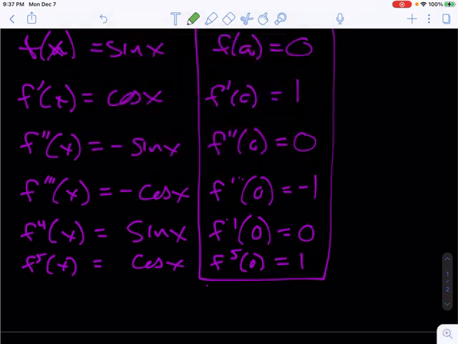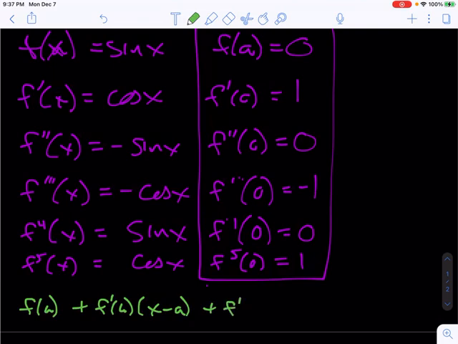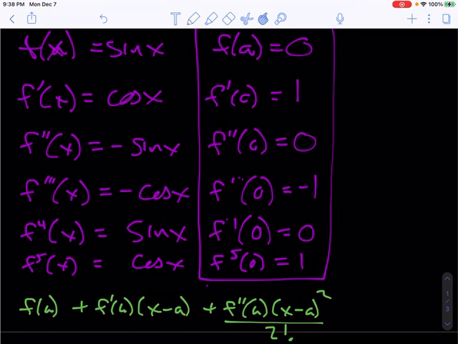So again, the formula is we want to start with f of a, then we want the first derivative at a times x minus a, then we want the second derivative at a times x minus a squared divided by 2 factorial. And so let's just do those first 3 terms now. And so we know that f of a is 0.